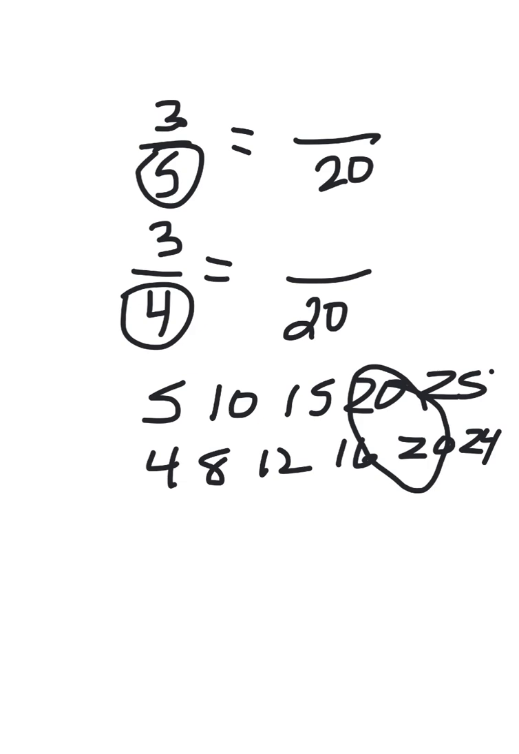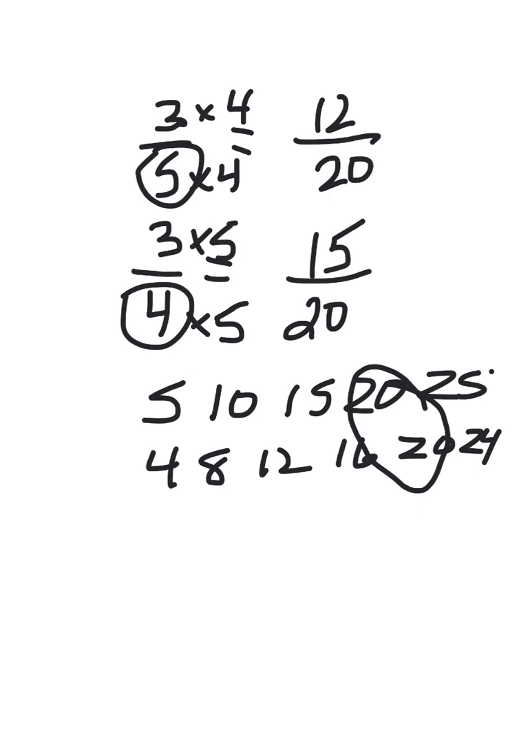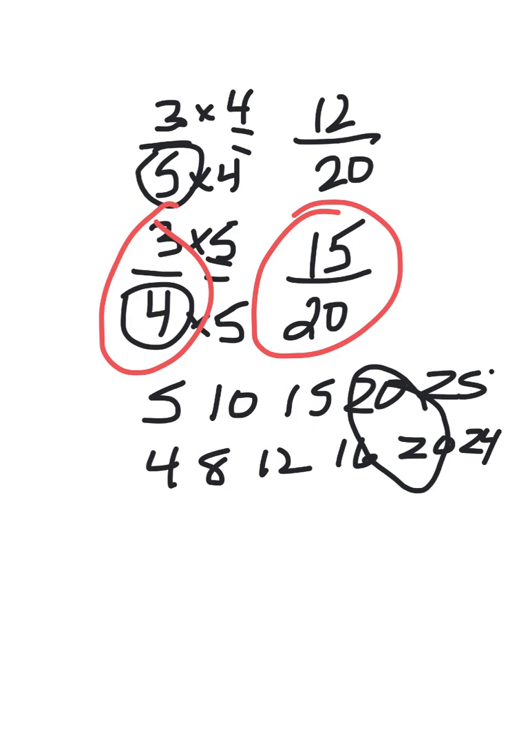After that, just like what we did, you find out how many times 5 goes into 20. So 5 times 4 is 20. What you do to the bottom, you do to the top. 3 times 4 is 12. 4 times 5 is 20. And then you multiply the top by the same thing. We get 3 times 5 is 15. And if you're comparing fractions, 15/20ths is greater than 12/20ths. So 3/4 is greater than 3/5.